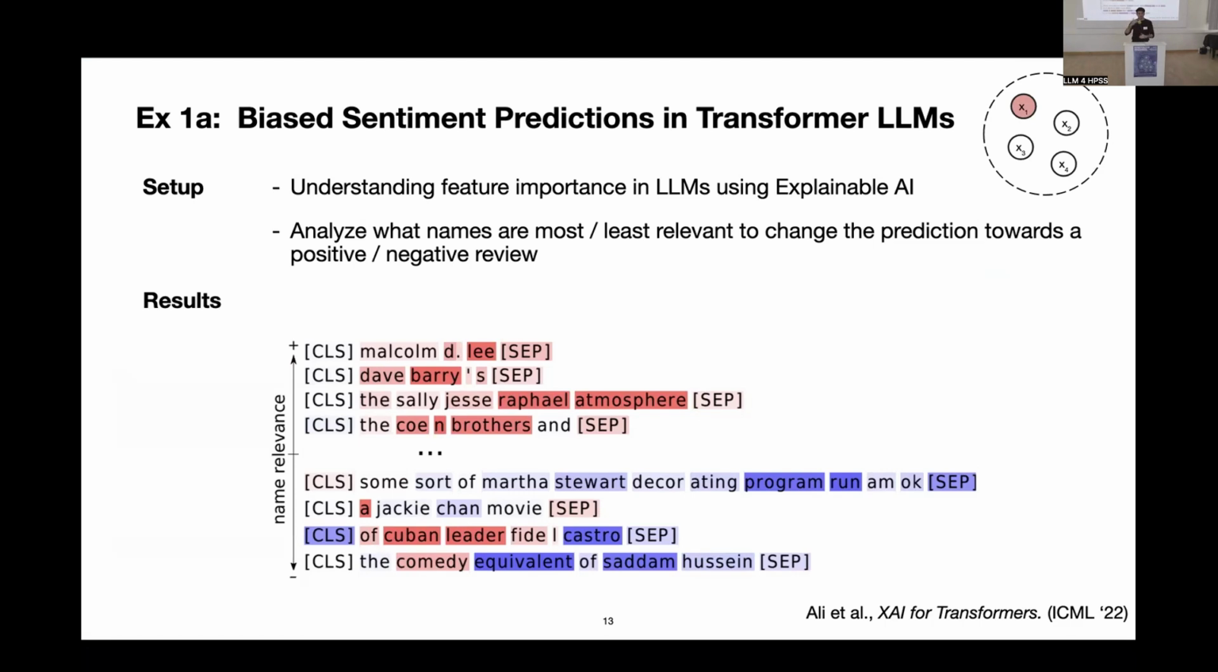We find that what makes a certain review more likely to be recognized as positive are male Western names like Lee, Barry, Raphael, or the Coen brothers. And you're more likely to get a negative score if you have a more foreign sounding name like Saddam or Castro or Chan. So we found some cases of biases, which is very well known in the community by now. But I think explainable AI is very useful to detect these really fine-grained biases in models.